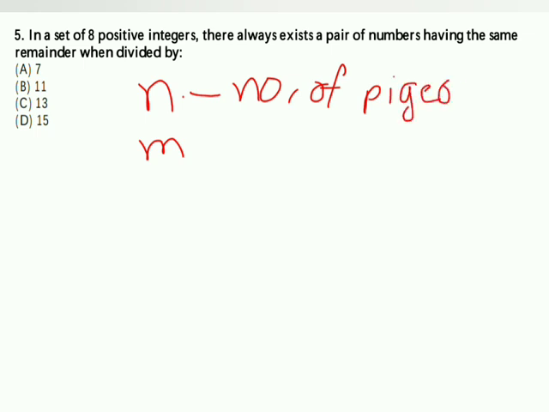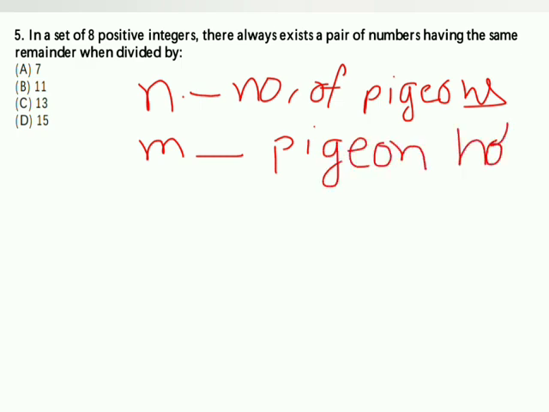So this question is following the pigeonhole principle. In the pigeonhole principle, there are n number of pigeons and m number of pigeonholes. The condition is that n must always be greater than m. So if n is greater than m, that means the number of pigeons is more than the pigeonholes, then there must be at least one hole with two pigeons, right?